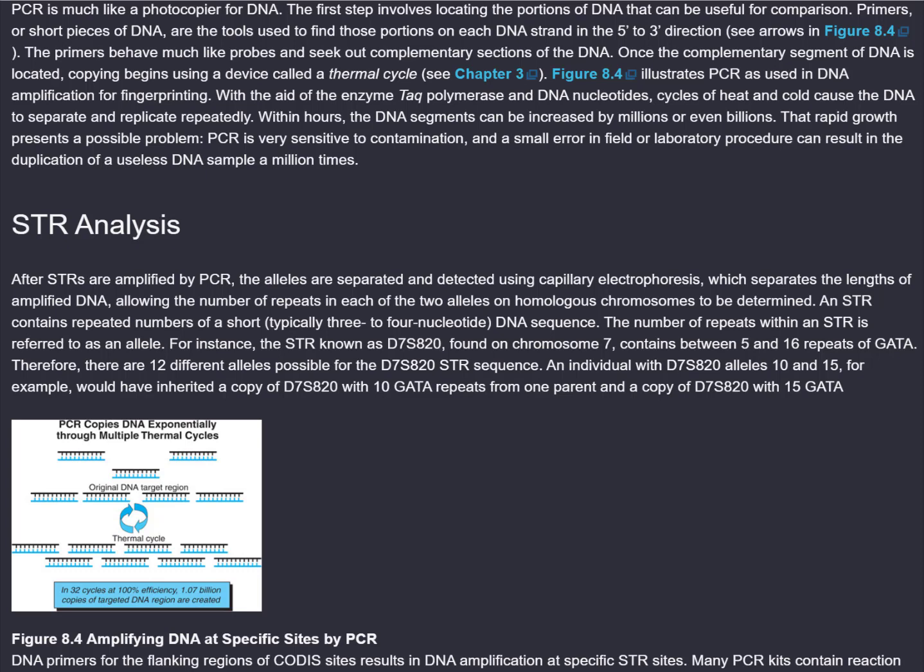With the aid of the enzyme Taq polymerase and DNA nucleotides, cycles of heat and cold cause the DNA to separate and replicate repeatedly. Within hours, the DNA segments can be increased by millions or even billions. That rapid growth presents a possible problem. PCR is very sensitive to contamination, and a small error in field or laboratory procedure can result in the duplication of a useless DNA sample a million times.